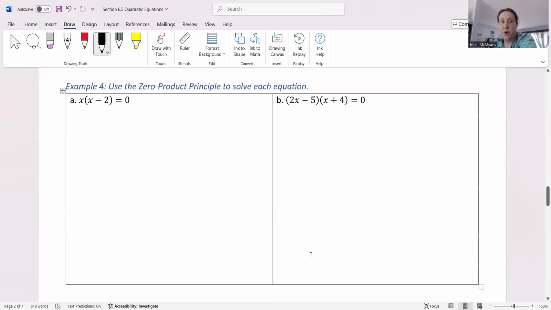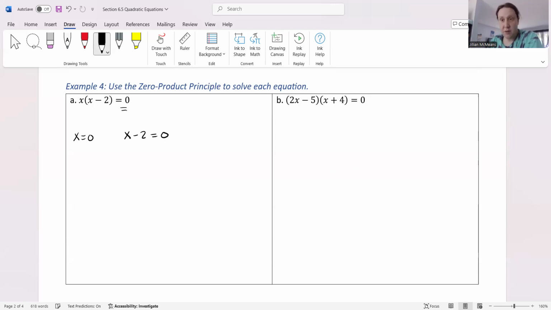So example 4, we're going to practice the zero product principle, okay? We have in part A, x times x minus 2. So those are our two factors. X is a factor all by itself, and then x minus 2 is a factor all by itself. And we have that they're being multiplied, and they equal 0. So in order to apply the zero product principle, we can take each factor and set it equal to 0 individually because at least one of those two factors has to be 0. So let's set them both equal to 0 and see what happens. So we're going to say, okay, x equals 0 and x minus 2 equals 0.